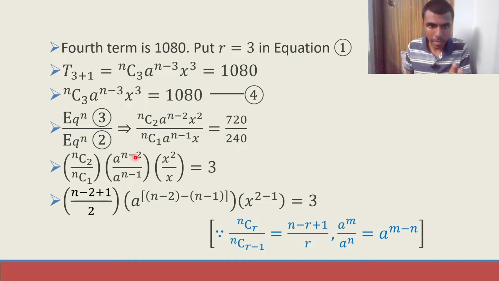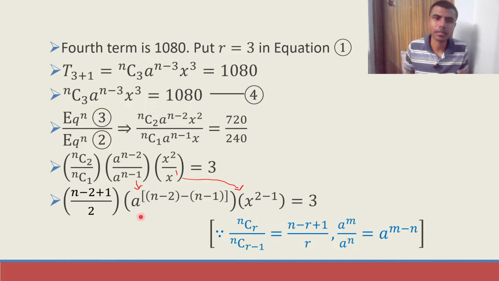So, a power n minus 2 by a power n minus 1 is nothing but a power n minus 2 minus of n minus 1. Okay, a power n minus 2 minus of n minus 1. That means this is my m, this is my n, so m minus n. You get it, right? This is how I got this one. This bracket has become this. Now x power 2 by x is nothing but x power 1, so I get x power 2 minus 1.